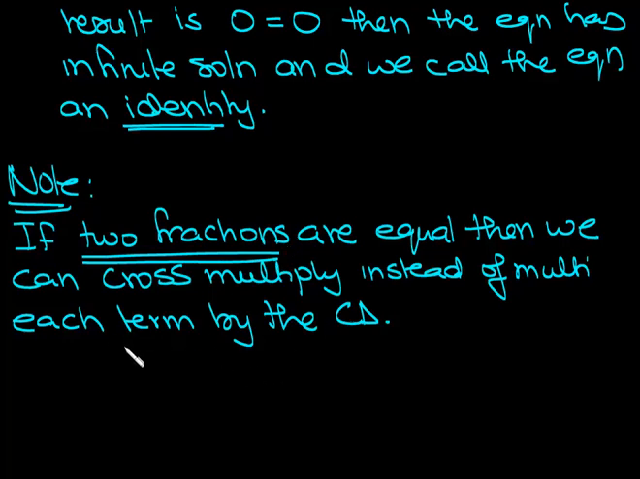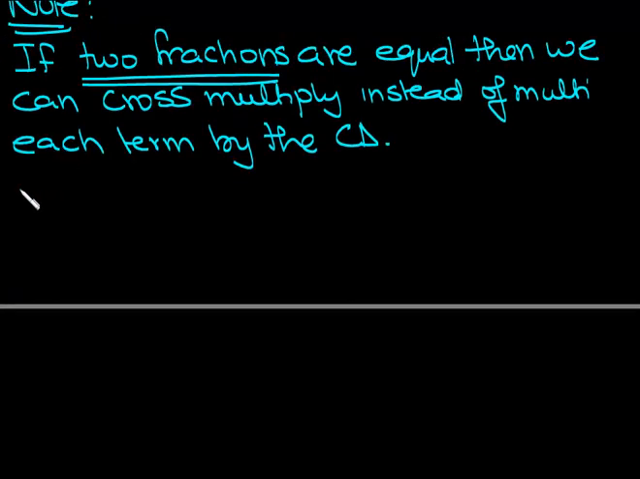We can still do them by multiplying each term by the common denominator, but cross multiplying speeds up the process. That's the only advantage to cross multiplying. So let's take a look at an example of that. Please don't abuse this in situations where you don't need to do this. This only works when you have two fractions that are equal. A lot of the time students will start abusing this when two fractions are not equal.